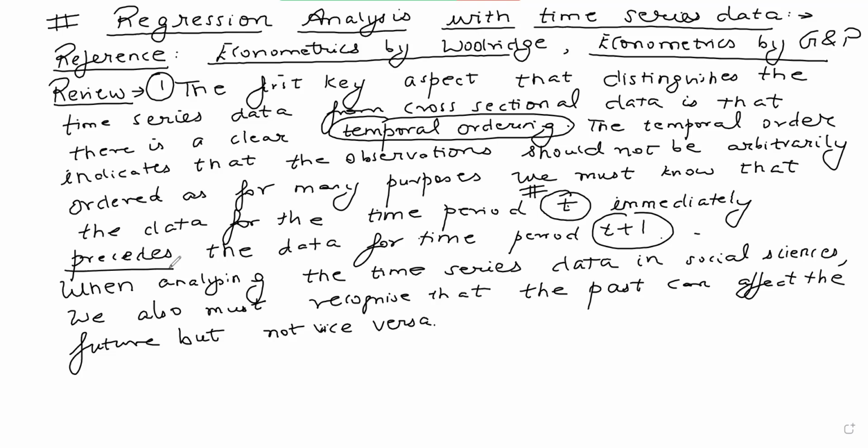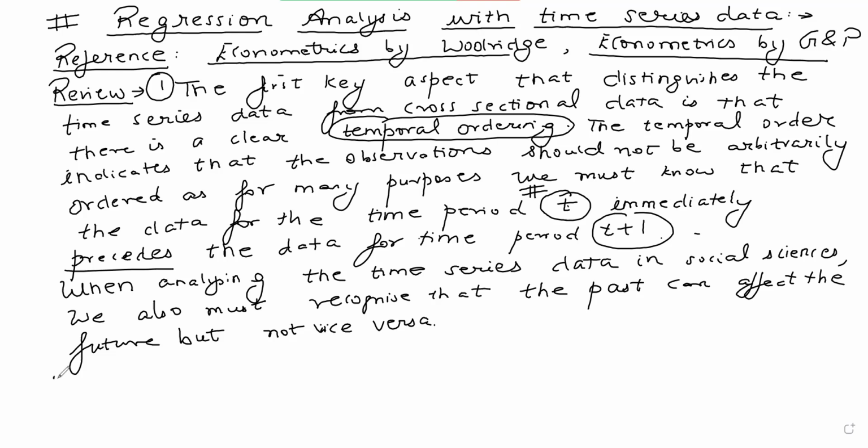And when we look at the time series data in social sciences, we make the assumption that variables in the past do have an impact on the future. That means past values of the variable can have an impact on the future, but values in the future can have no impact on the past.